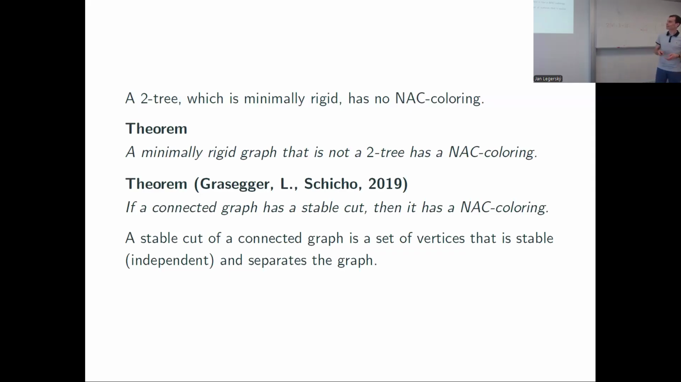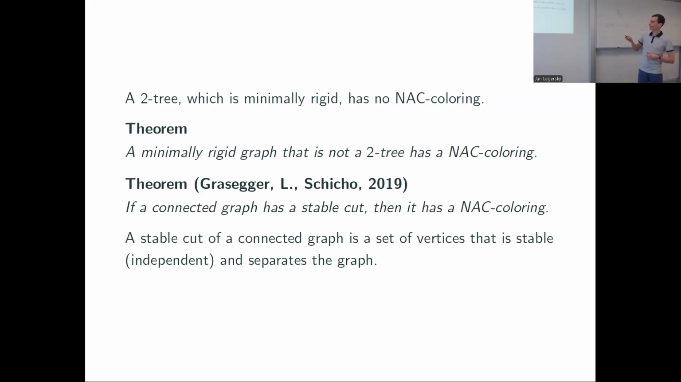So the result is about stable cuts. I will show the result in a moment. But before that, I would like to link stable cuts and NAC-colorings. So by stable cut, again, I mean a set of vertices such that there are no edges between them. So it's a stable or independent set of vertices, and it's a cut. So if I remove those vertices, I get a disconnected graph. And now if a graph has a stable cut, it has a NAC-coloring. That's quite easy to see. Basically, if you separate the graph by removing the vertices, you get everything on the left blue and everything on the right red, and because it's independent, you don't get any almost cycles.